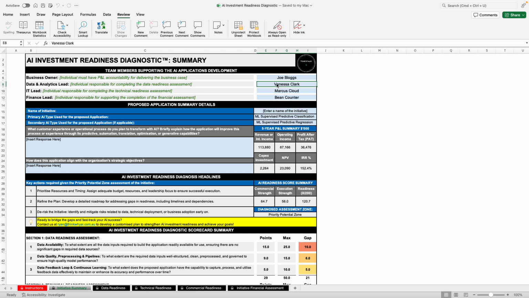So starting with a step-by-step walkthrough on the initiative summary sheet, you'll enter the key stakeholders supporting the initiative, as you can see on screen, and a high-level description of the AI application. This section does not impact scoring. It simply sets the context for the assessment. With these critical inputs completed, we can then move to the data readiness assessment.